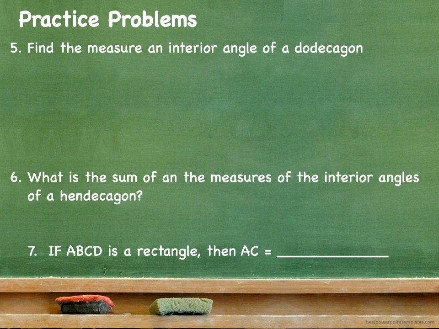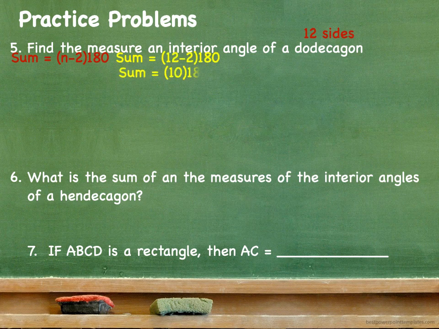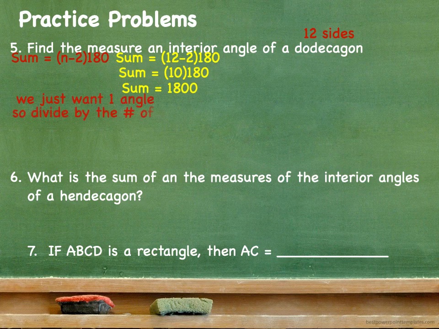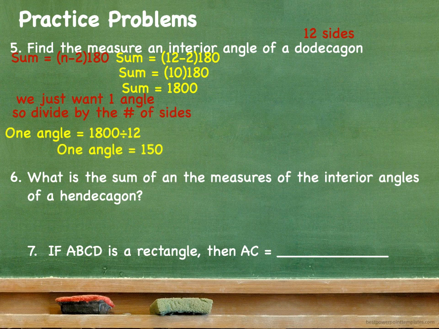Moving on to number 5, the measure of an interior angle of a dodecagon. There's several ways that we can do it. The sum, again, equals n minus 2 times 180. A dodecagon is 12 sides. So we have 12 minus 2 times 180. 10 times 180 is 1800. So we just want one angle, so we have to divide by the number of sides. 1800 divided by 12 is 150 degrees.